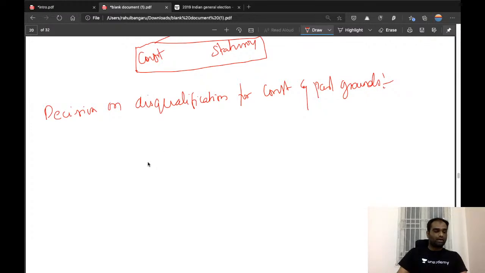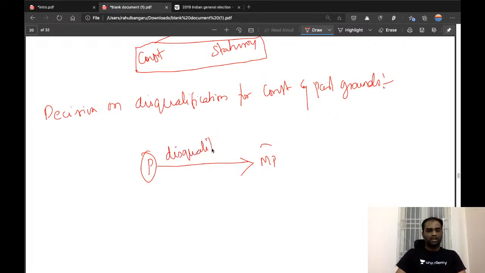See here, everyone, based on constitutional as well as statutory grounds, the President is the authority who can disqualify an MP. Based on Article 103, the President is the authority who can disqualify an MP. Now this is actually a real power of the President, right?